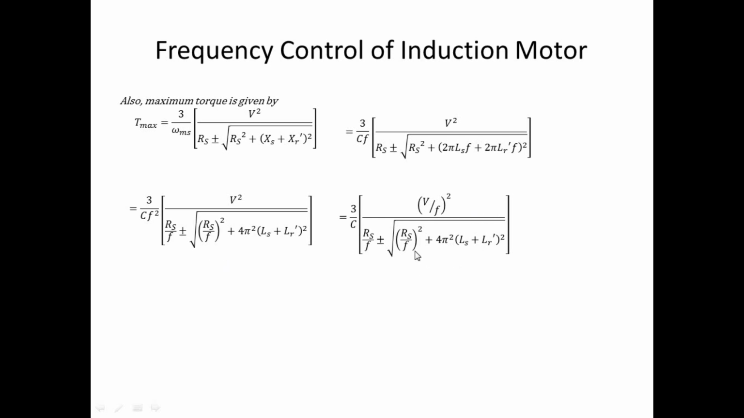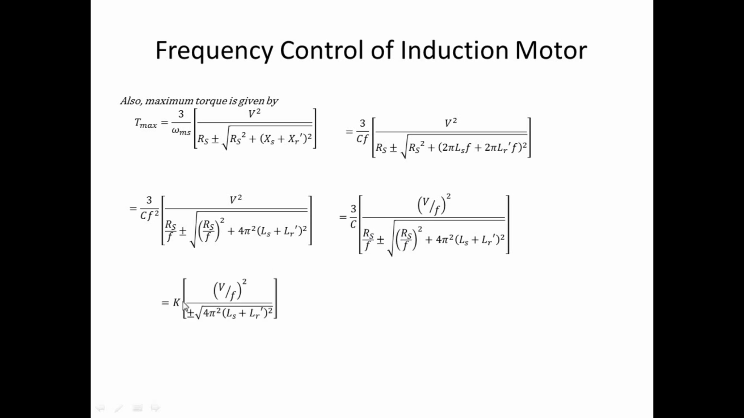So it will become like this. This 3 by C is a constant, so we can take it as another constant. Also in this Rs by F, Rs is very small, and if F is considered, this will be very negligible, and this also will be very negligible. So we can neglect these two Rs by F terms. And this constant we can term as K.